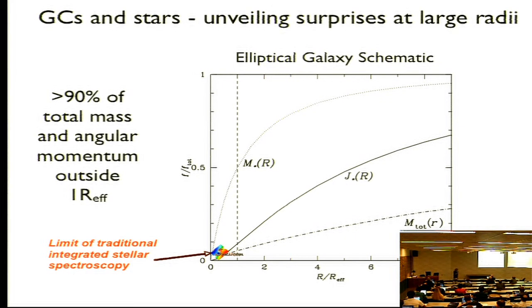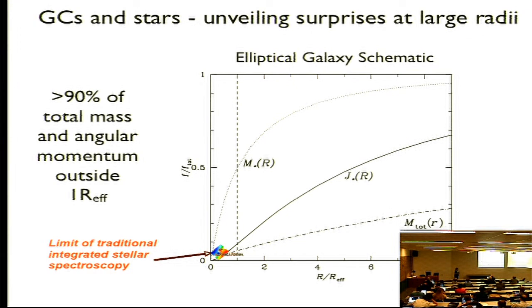So the first thing to do, and this is what we've been doing in the SAGES group, is you've got to think big. And the reason you want to think big is, even though the half-light radius, the effective radius, gives you half of the light, it gives you less than 10% of the total mass and the angular momentum. So this is just to give you an idea of where things stand with traditional integrated spectroscopy.